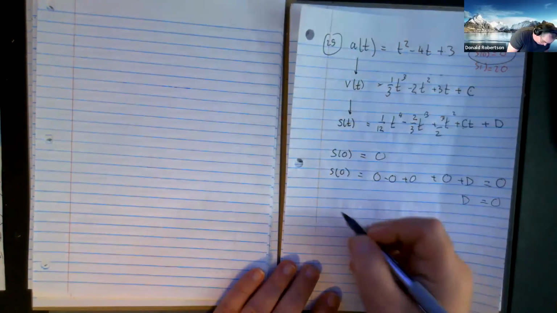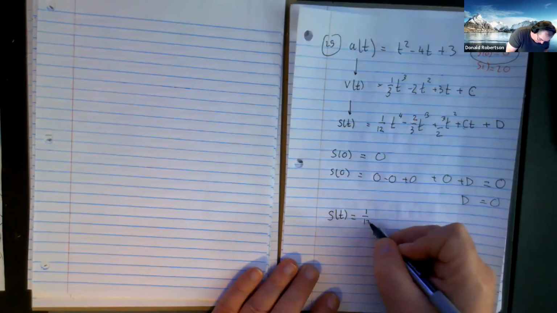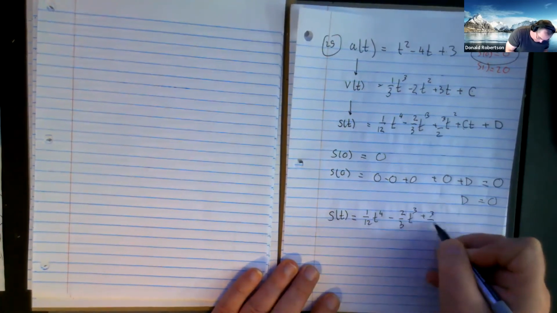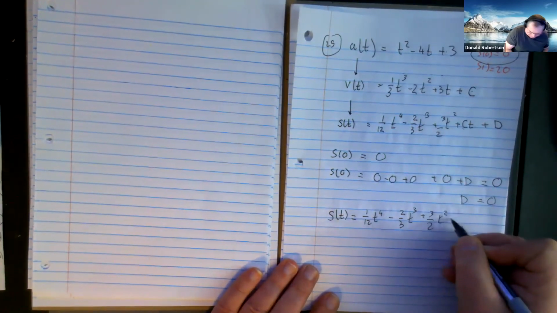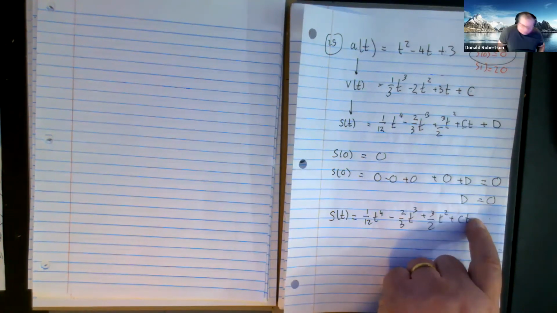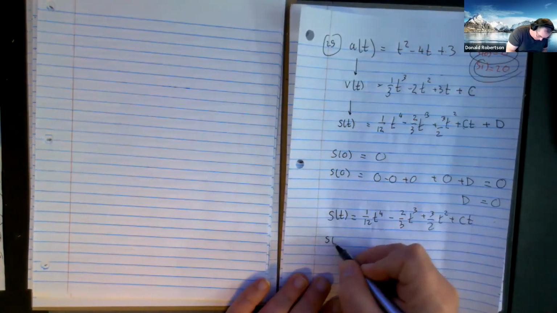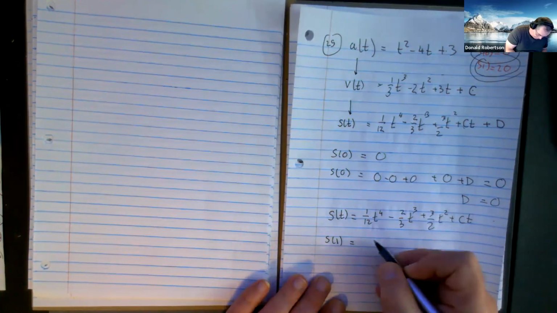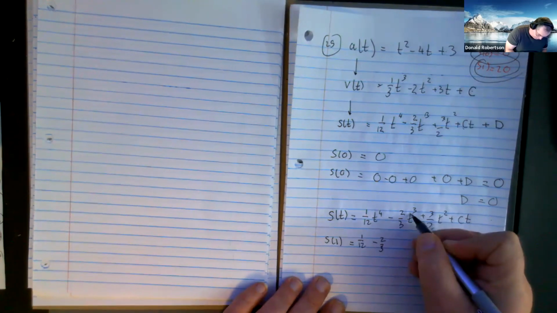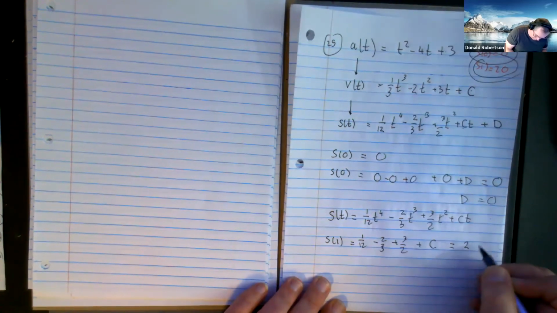And so I will now return back to this function and do that guy, take away that guy, plus this guy, plus this guy, plus nothing, so I won't write nothing. See, if this had been d equals 2, I would have said plus 2 here. Now I'm going to use boundary condition 2. And it says that s of 1, which is 1/12 times 1, take away 2/3 times 1 cubed, plus 3/2 times 1 squared, plus c times 1, which is c, and that should equal 20.